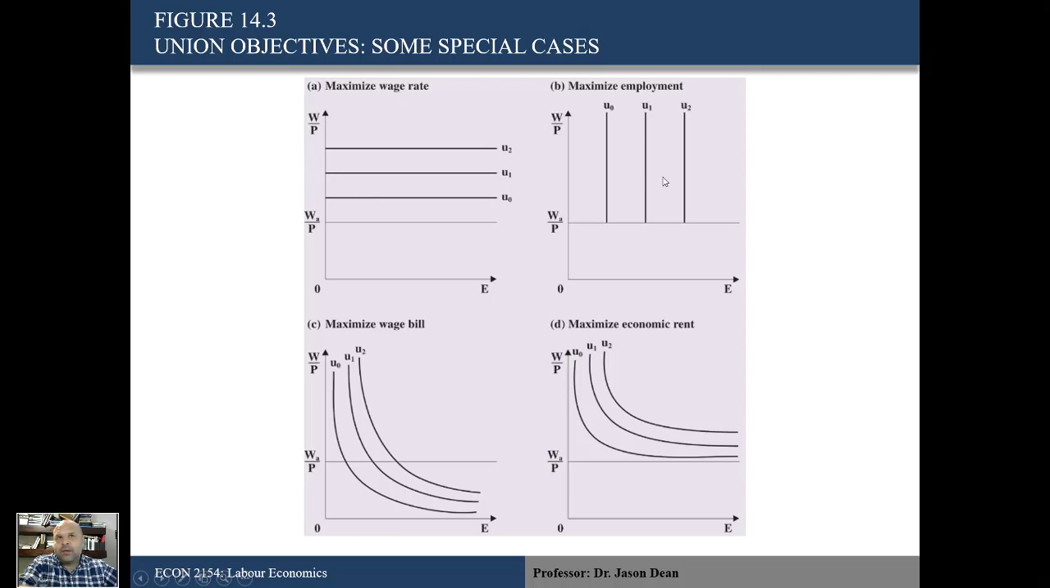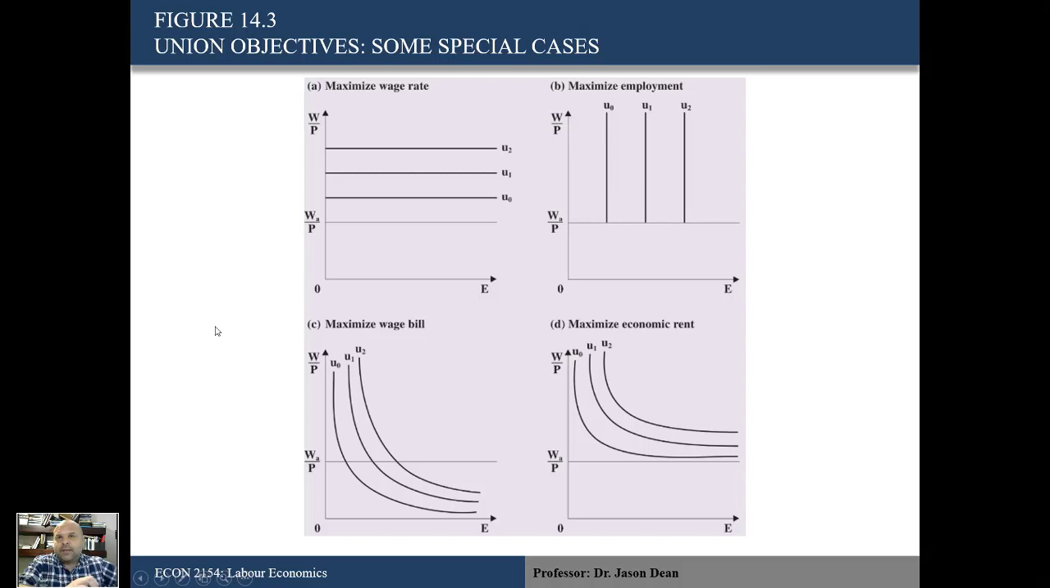If they only care about employment, we have a similar idea, but the curves are going to be vertical. So we can increase the wage as much as you want, but all they care about is employment. So for a fixed employment level, if we increase the wage, they're going to be indifferent all along this line because they don't care about the wage. And the minimum here would be the alternative real wage.